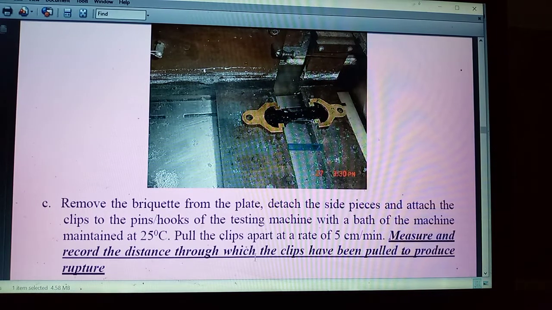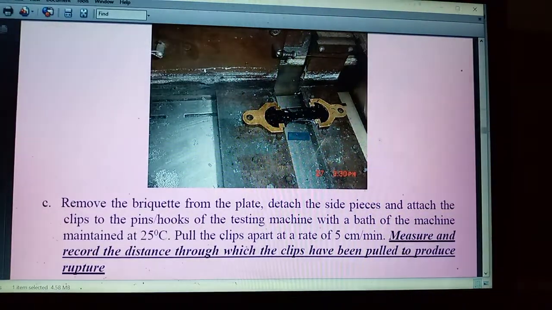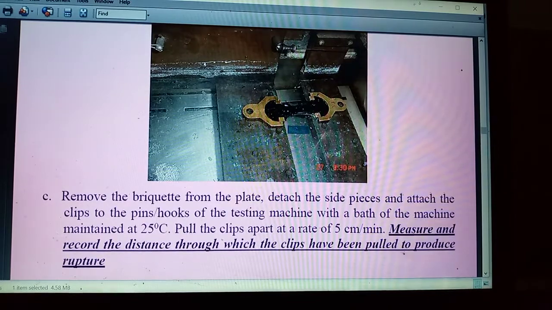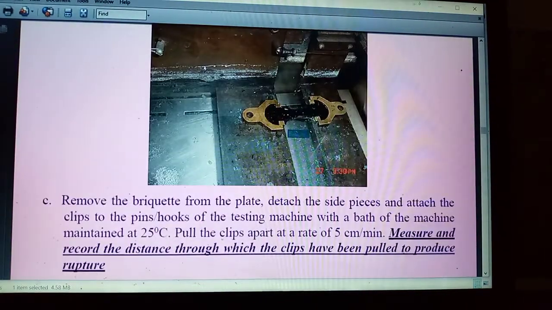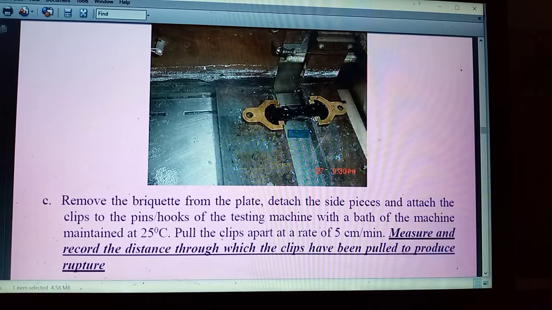Record the distance through which the clips have been pulled to produce rupture. Okay? So, hanggang sa maputol to, i-measure mo yung horizontal distance niya nung yung ito dito sa gitna. So, ayan. So, yan yung ang measurement mo is in centimeter or millimeter. Yun na yung ductility mo. Okay?